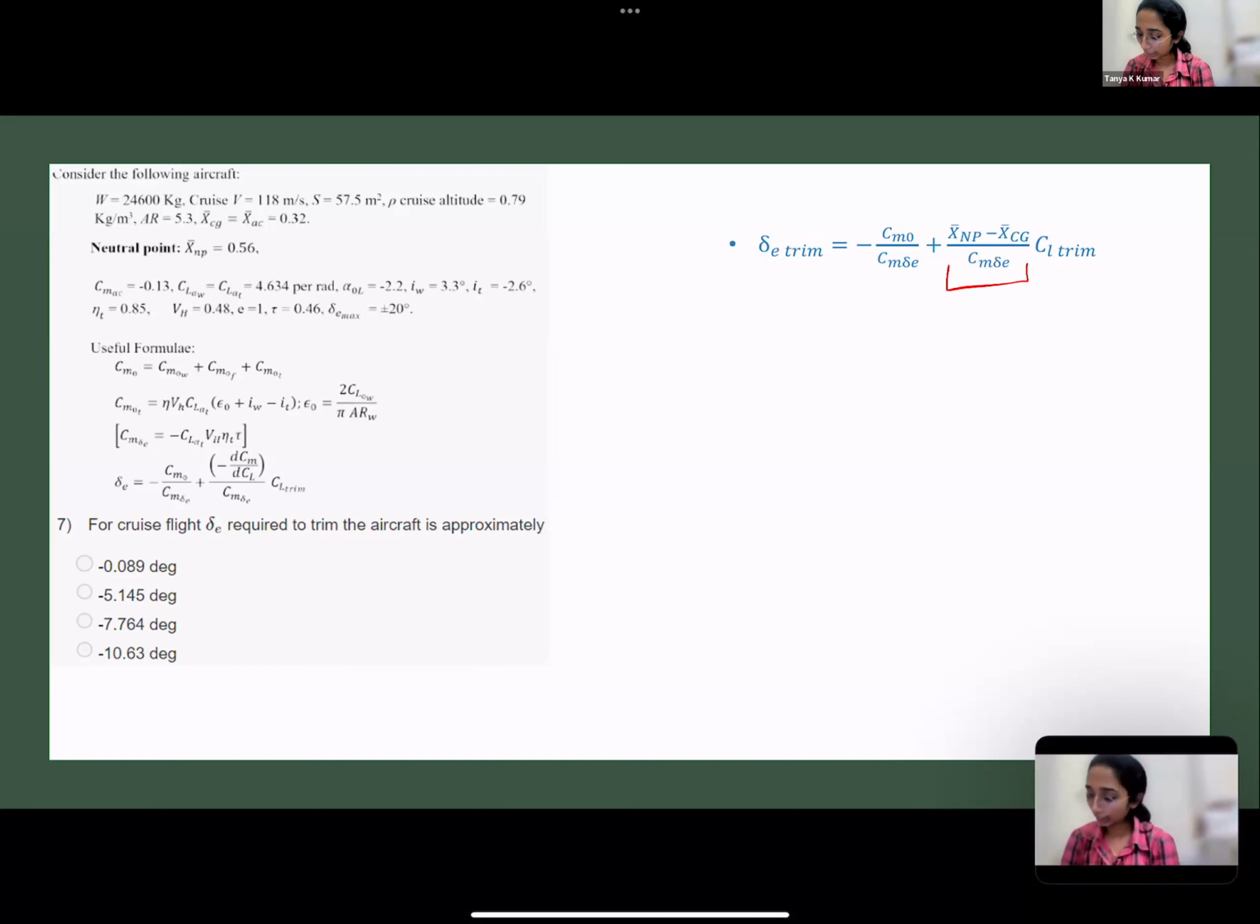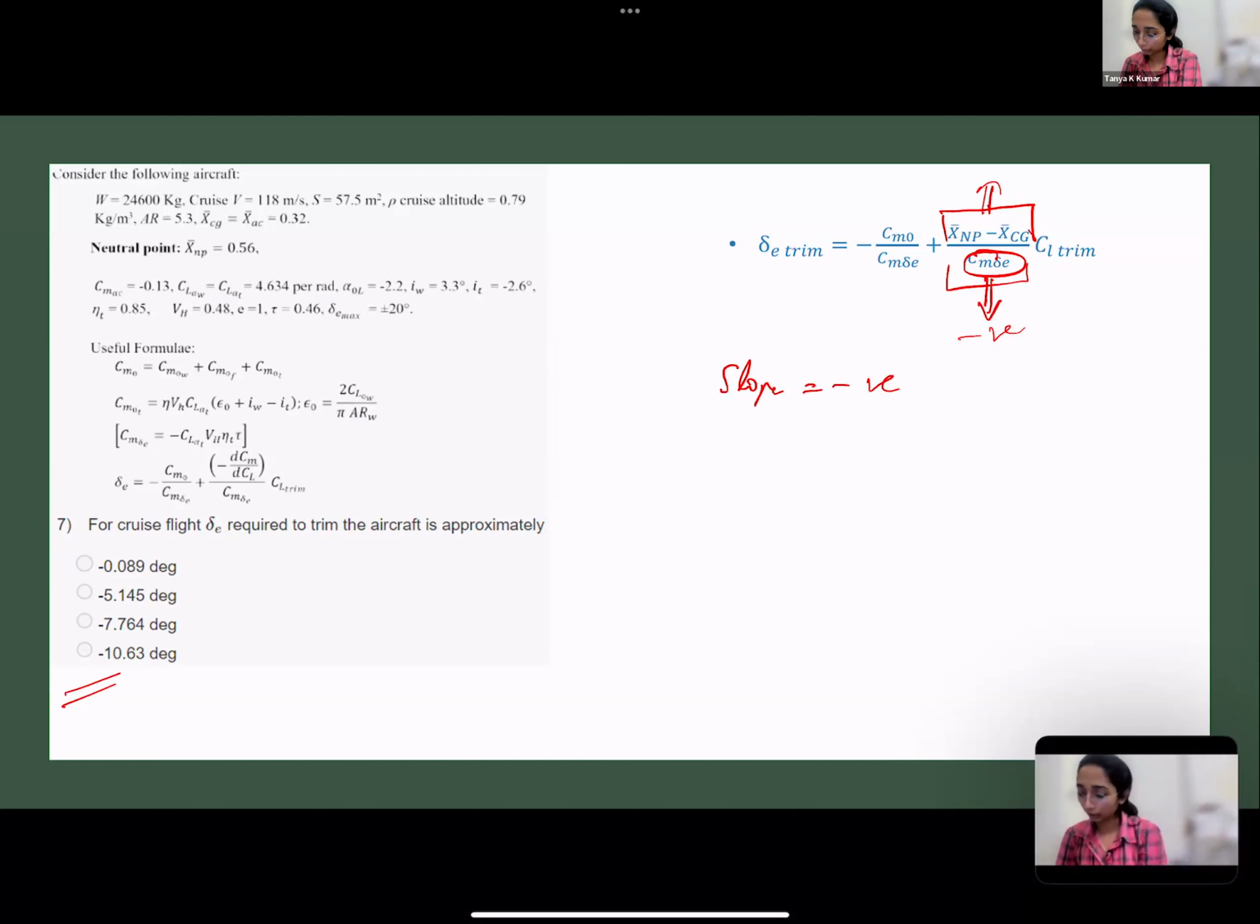Just now we saw that Cm delta E is negative, right? So this small thing is negative. Now let's look at the numerator. Is that positive or negative? The numerator is positive, so overall the slope is negative. Yes, you're right. As you can see from the answers, this was the delta E required. Now let's plug in the values and find the delta E trim.